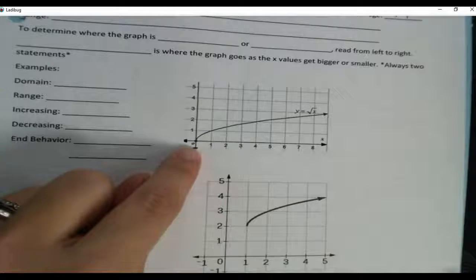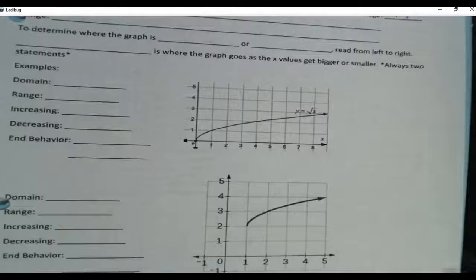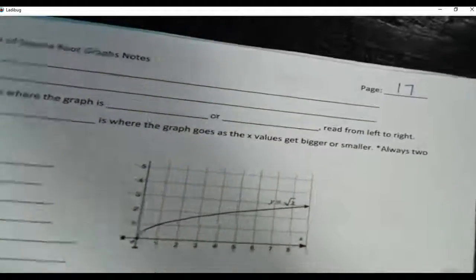It always has a starting point on one end, and then it goes forever on the other end, whether that's left or right, just depends. So we've already talked about most of this stuff, except for one little thing, but let's just refresh our memory.